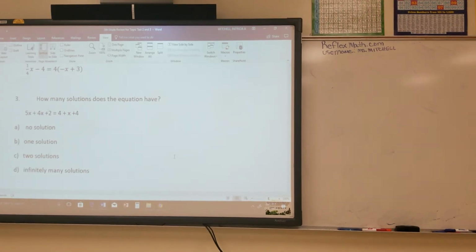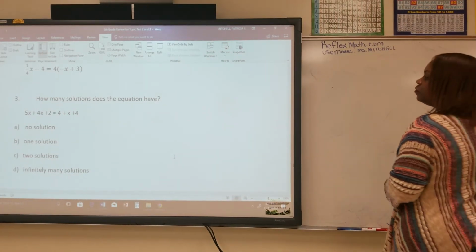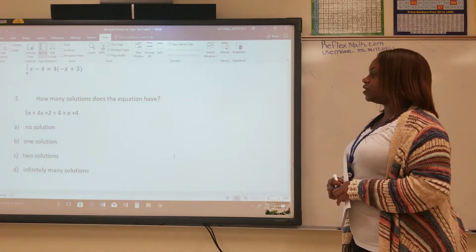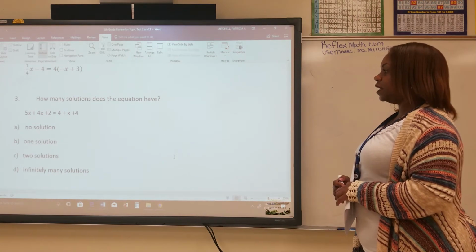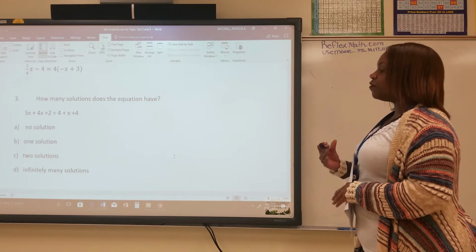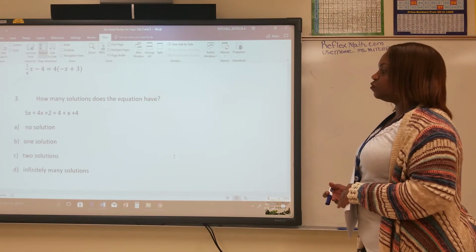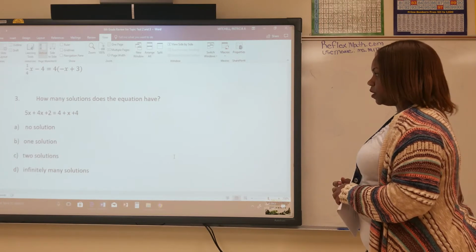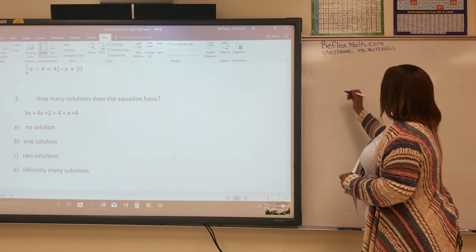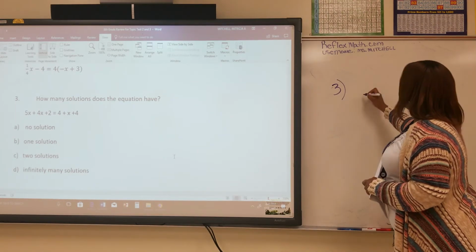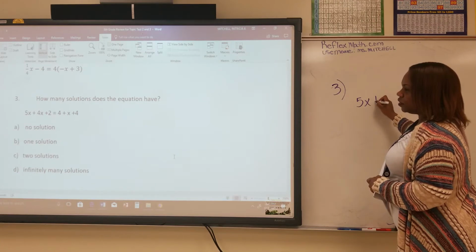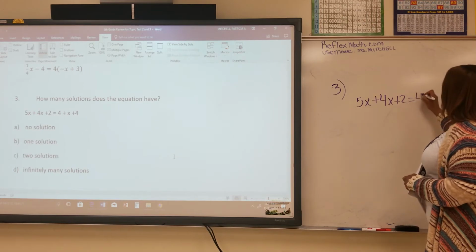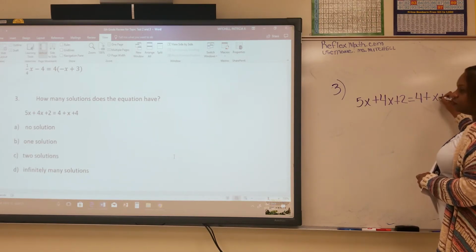All right, number 3. Number 3 says, how many solutions does the equation have? Then they give you an equation, 5x plus 4x plus 2 equals 4 plus x plus 4. And then we have our options. A is no solution, B is 1 solution, C is 2 solutions, and D is infinitely many solutions. All right, so number 3, it says 5x plus 4x plus 2 equals 4 plus x plus 4.